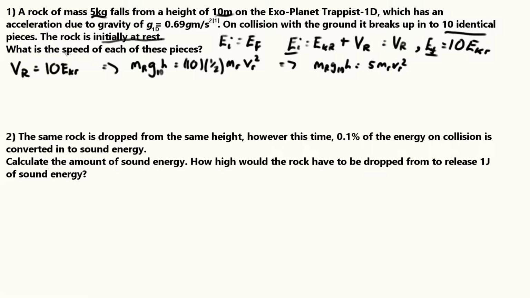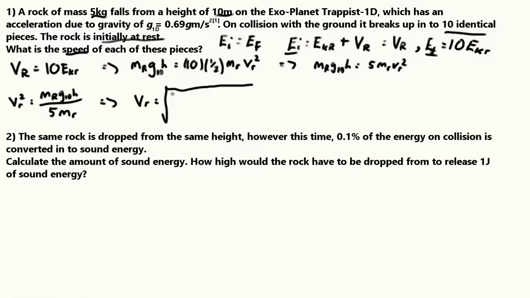We wish to find the speed of each of the small pieces, which is v lowercase r, and so now we just rearrange. Firstly, we get that VR squared is equal to m capital R g1d h, all divided by 5mr, which leads on to VR being the square root of all of these things.